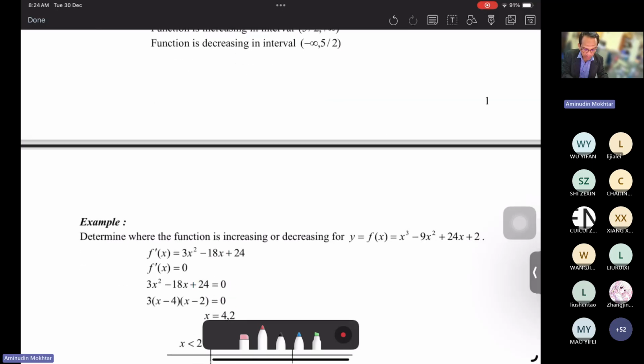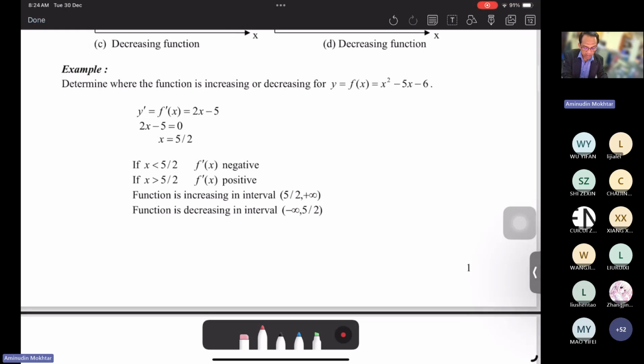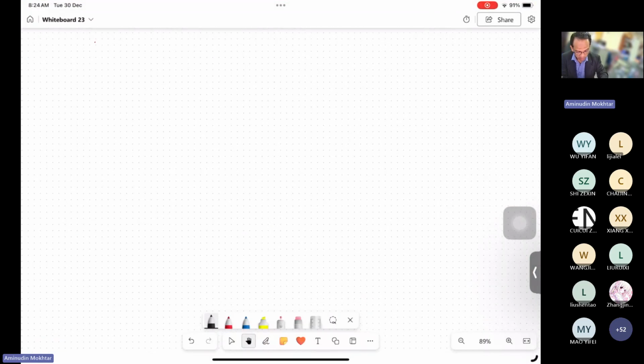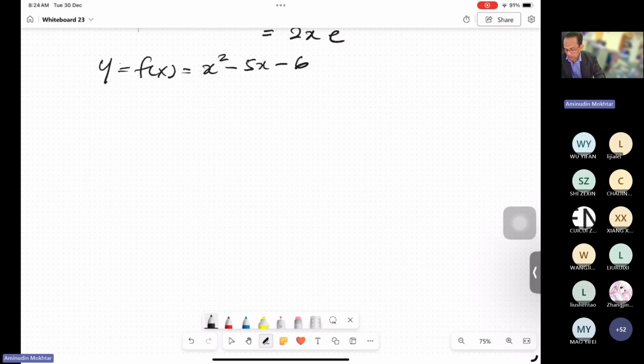Okay, for example, you can refer to page 1, part B. Let's say I would like to explain this function. We have this quadratic function. Please refer to page 1. I will write this function again. Let's say, for example, we have y of fx equal to x squared minus 5x plus 6. There is a quadratic function.